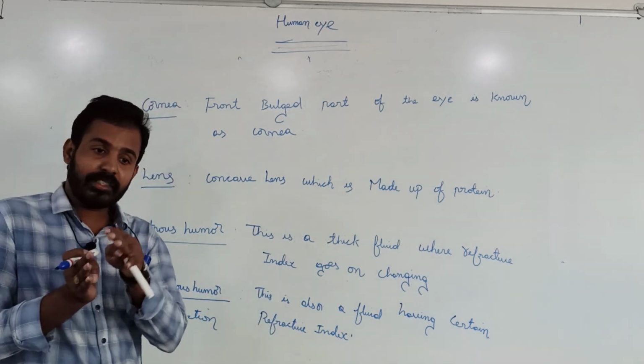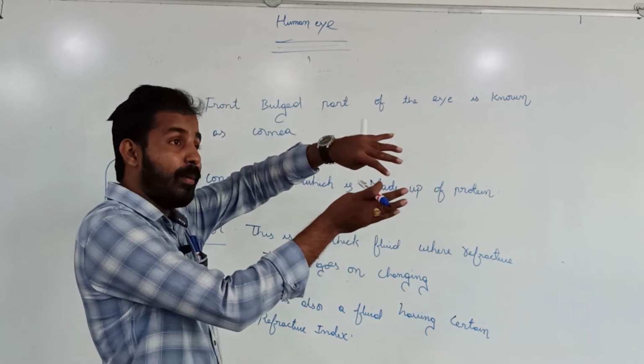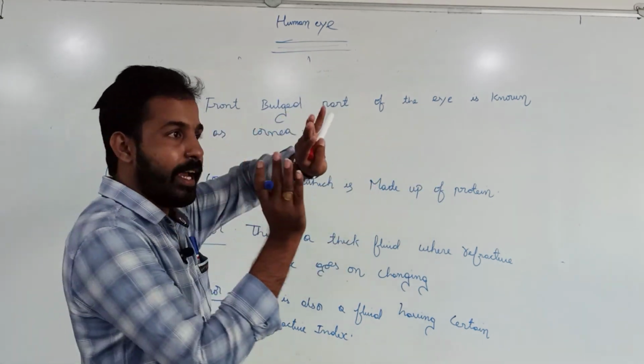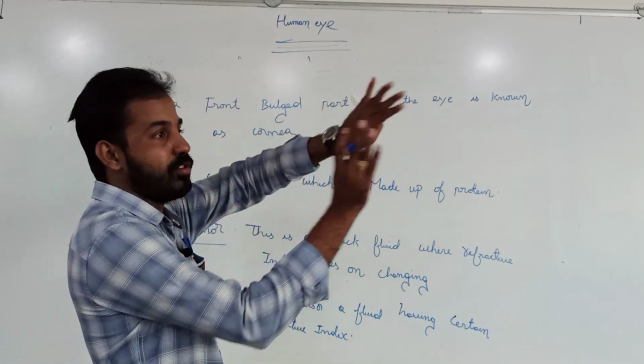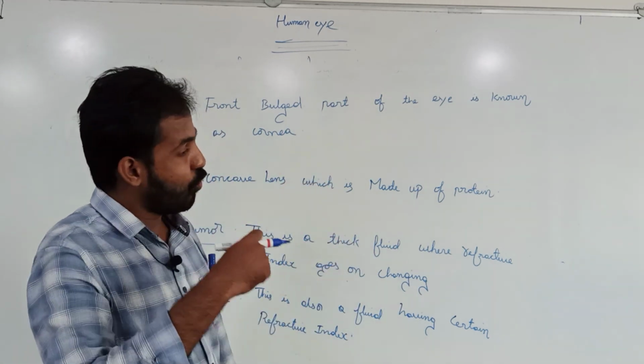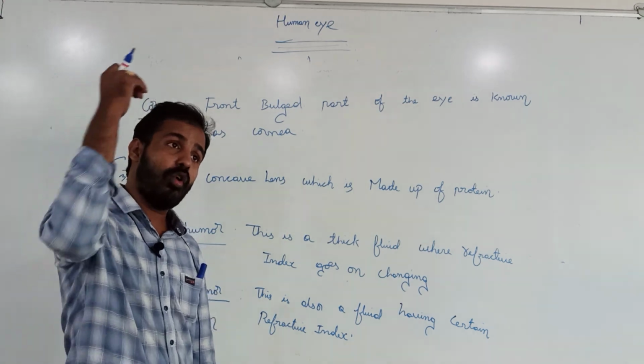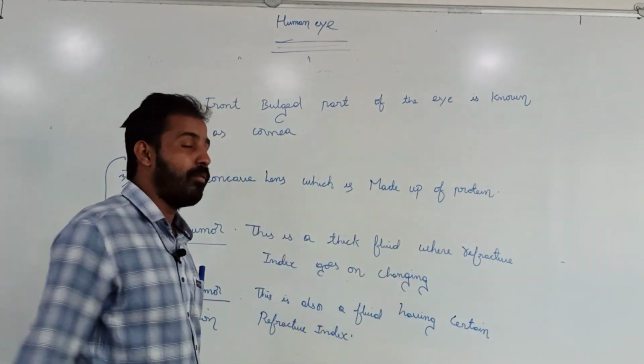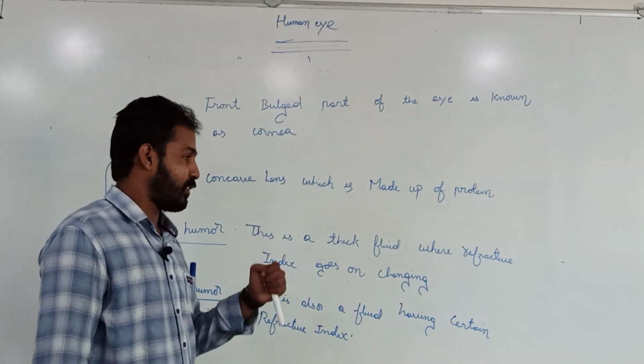Before the image gets formed on the retina, it undergoes refraction three times. After going through three refractions, it forms an image on the retina. So this was what the first class is about.